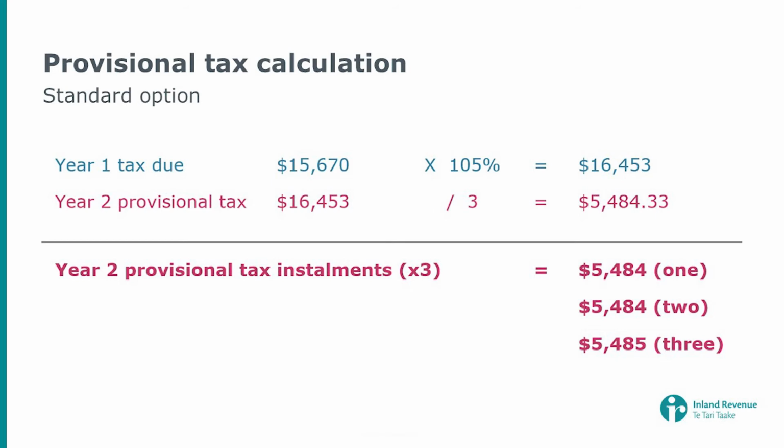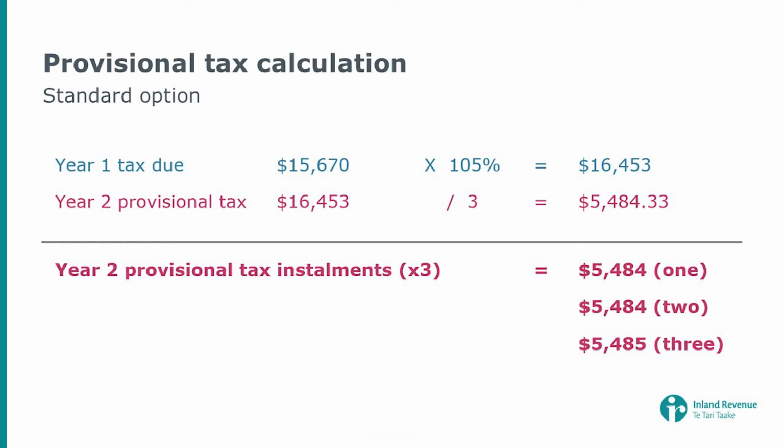Using our sole trader example, we've worked out that the tax for year 1 in this example is $15,670. And as this is over the $5,000 provisional tax threshold, this sole trader is going to be a provisional taxpayer for year 2 of business. Provisional tax payments are made in 3 instalments. They are calculated by taking the residual income tax from the prior year and multiplying it by 105%.